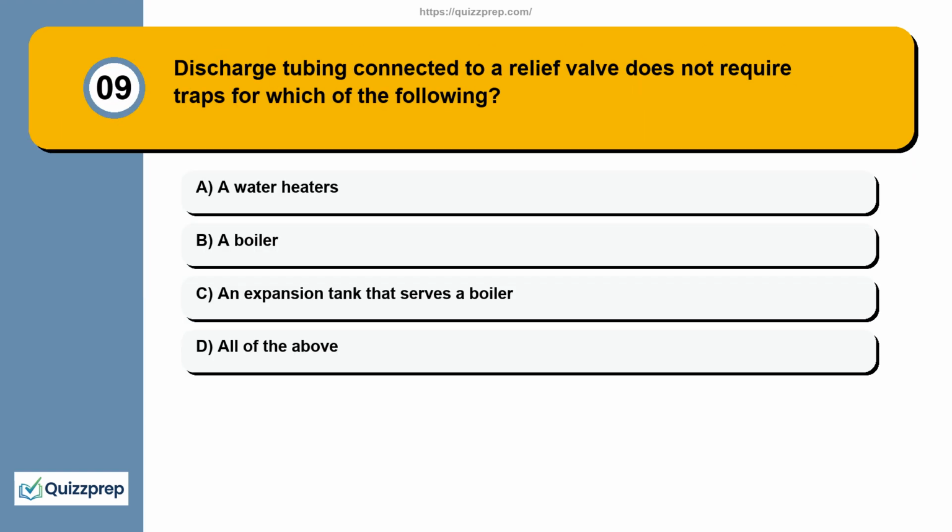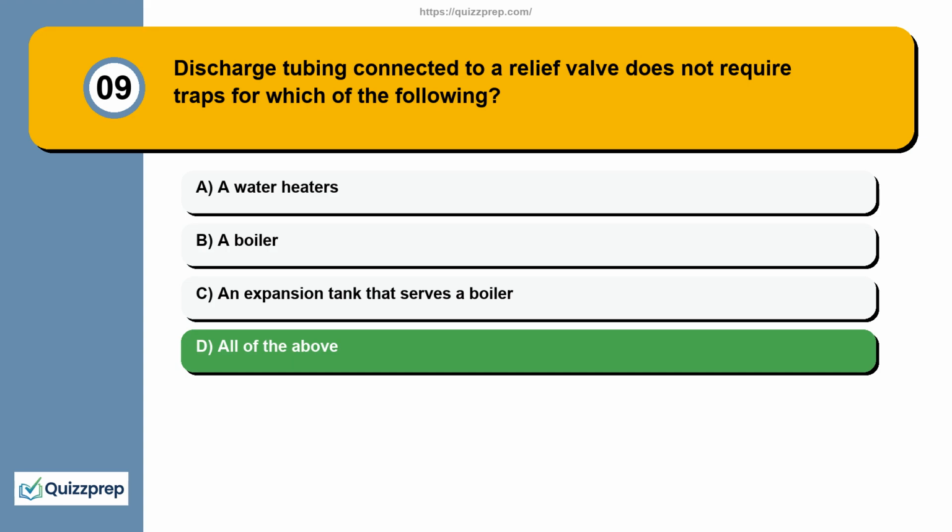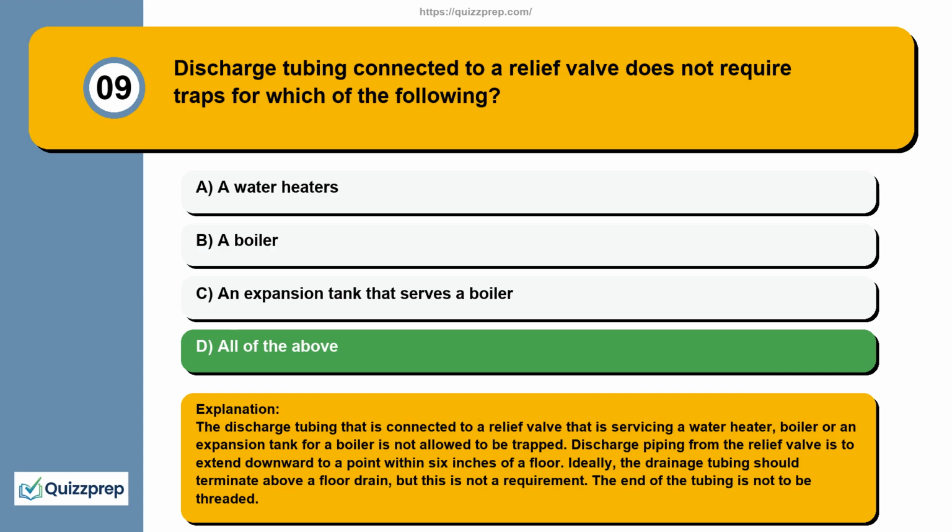Question 9. Discharge tubing connected to a relief valve does not require traps for which of the following? A water heater, a boiler, an expansion tank that serves a boiler, all of the above. The discharge tubing that is connected to a relief valve that is servicing a water heater, boiler, or an expansion tank for a boiler is not allowed to be trapped.